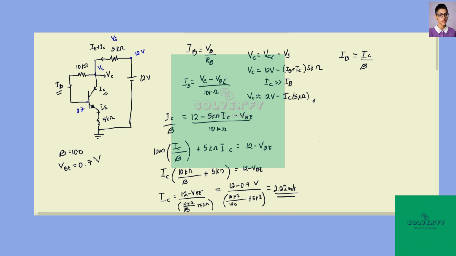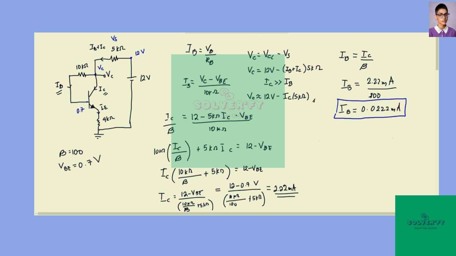Now that we have a value for IC, we could get IB by substituting it here as IB equals 2.22 milliamperes divided by 100 for beta. That gives us a current in the base of 0.0222 milliamperes. Now box that as our final answer.